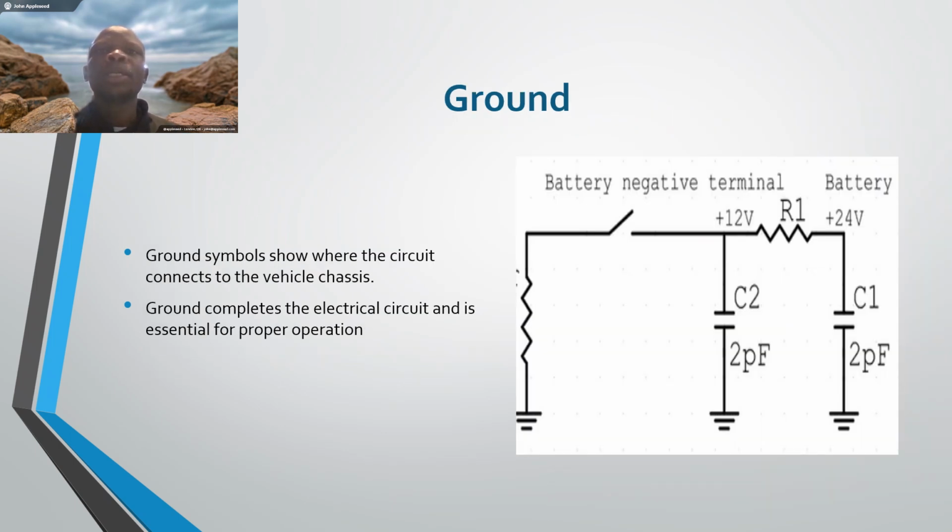Here we come to the ground. Ground is shown on the diagram, as you can see there, with the wire lines, with the upper line going downwards as they get shorter. Ground on the machine is always connected to the chassis of the machine or to the body of the engine.